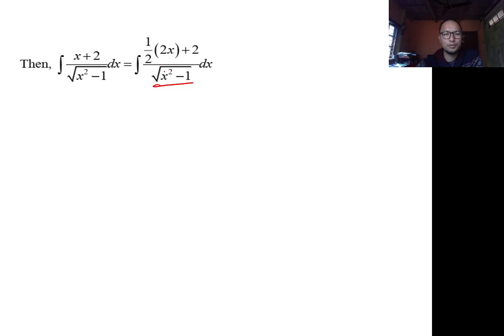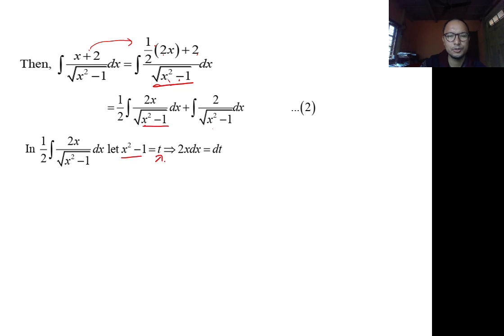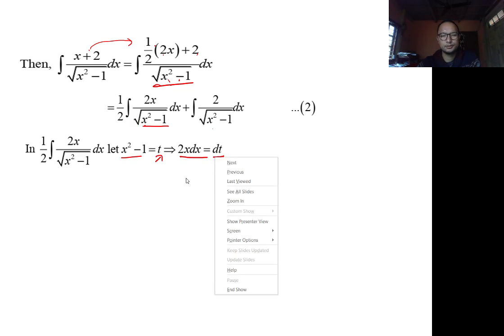As it is, and this x plus 2, half of 2x plus 2, right. So term by term, divide. This divides this, 2x, right? This divides this, right? Okay. Now again, x square minus 1, whatever is there, put it as t, right? Again, differentiate, so you will get 2x dx equal to dt, right?